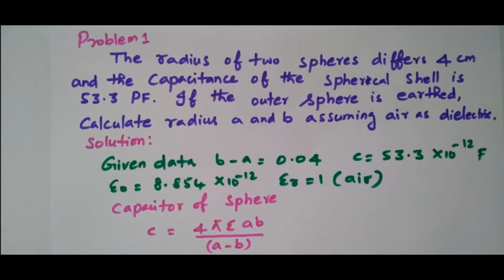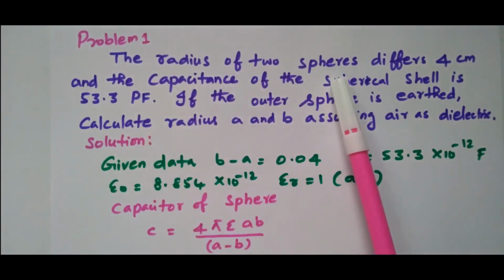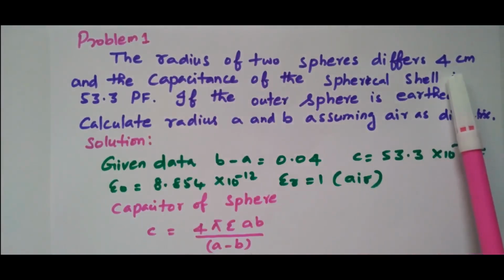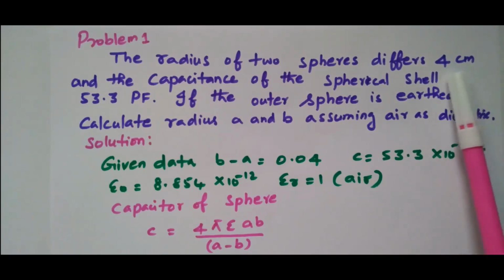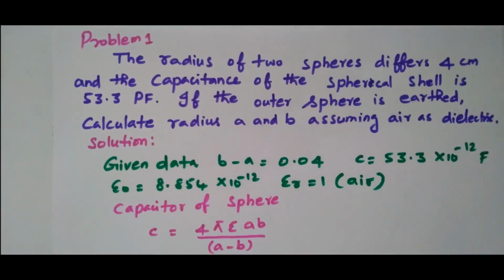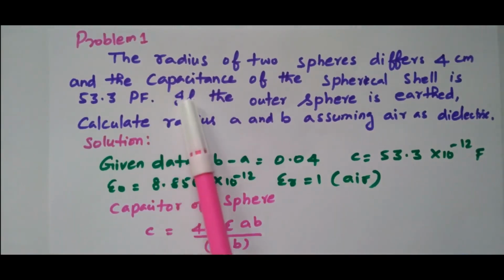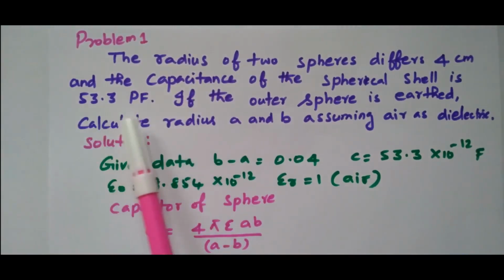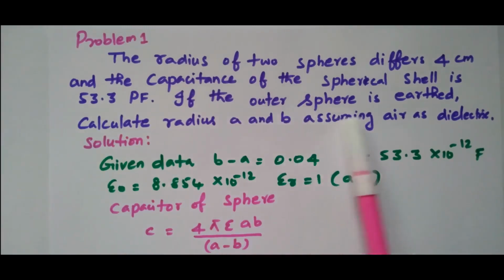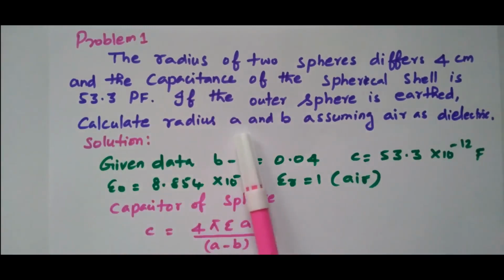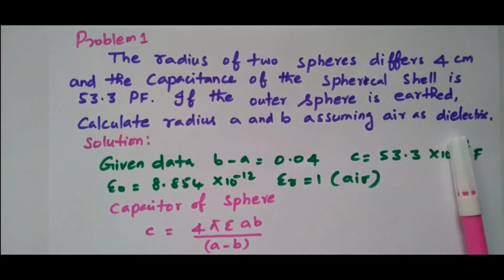Now we'll see one problem in the spherical capacitor, right? The radius of two spheres differ by 4 centimeter. The radius of inner and outer sphere is not given, but the difference between inner and outer sphere is given as 4 centimeter, right? The capacitance of this spherical capacitor is 53.3 picofarad. The capacitance value is given, 53.3 picofarad. If the outer sphere is earthed, calculate the radius A and B assuming air as a dielectric, right?